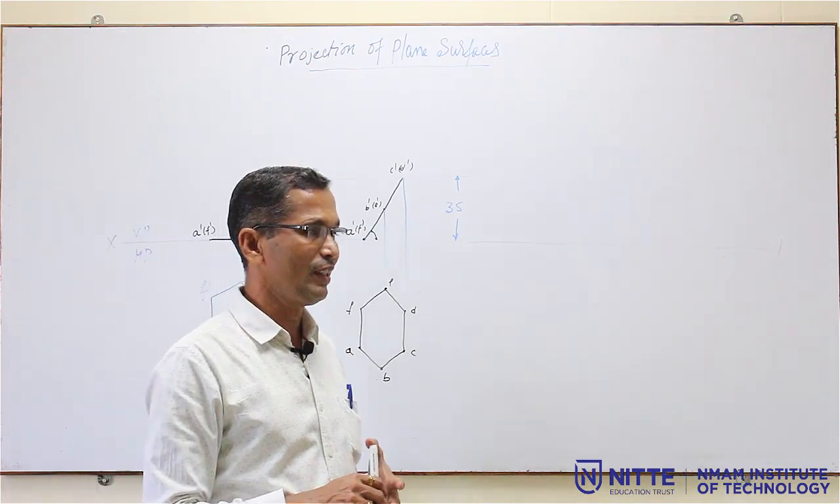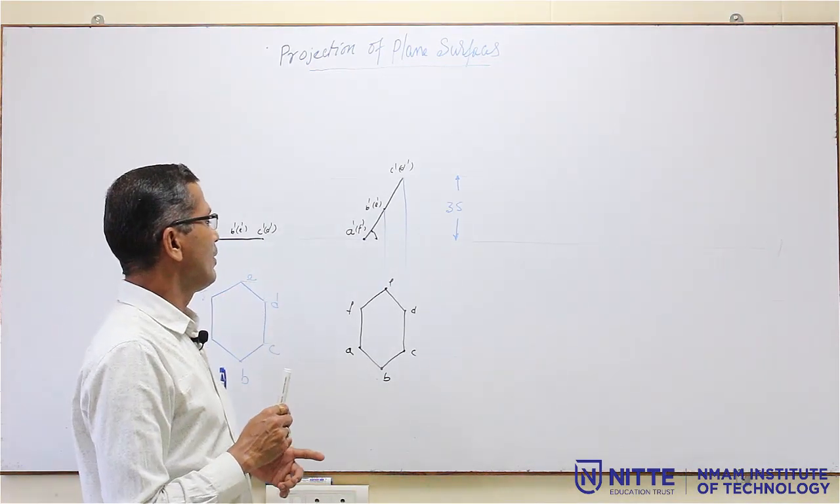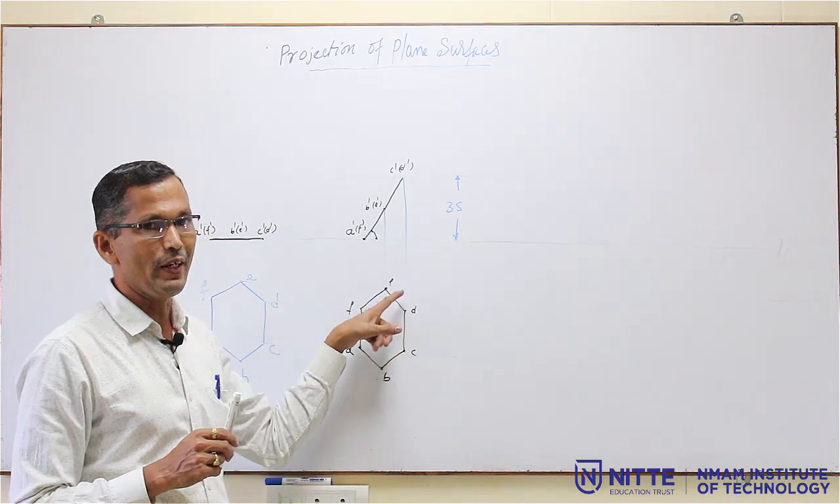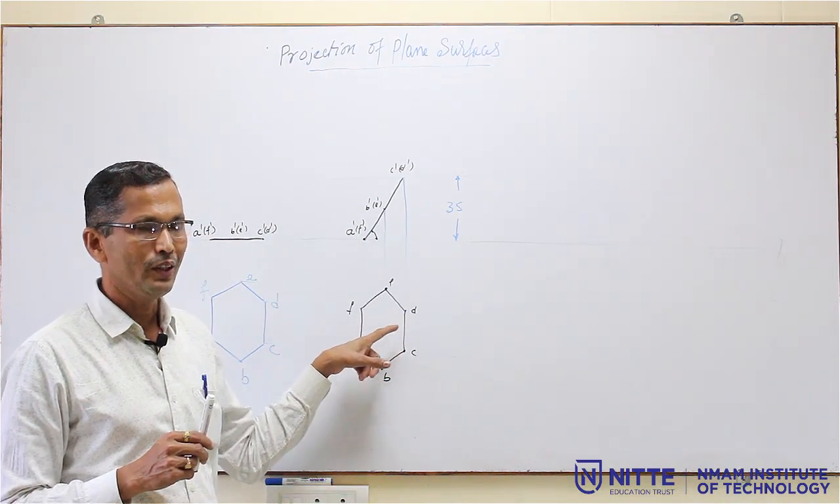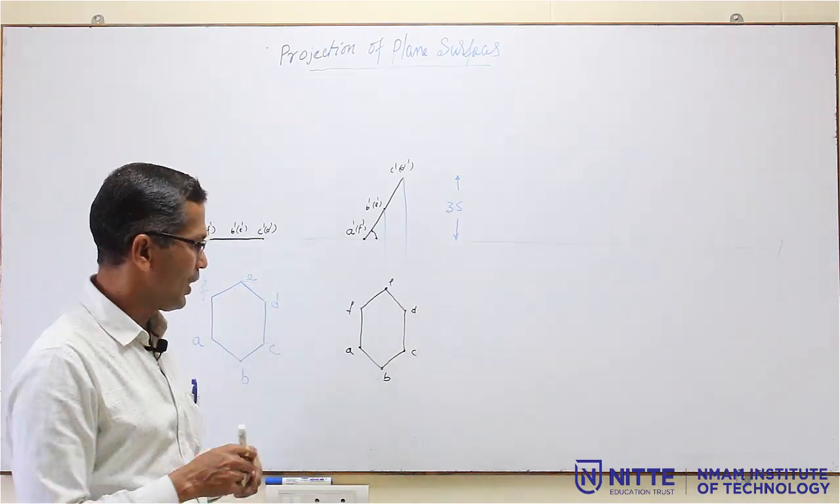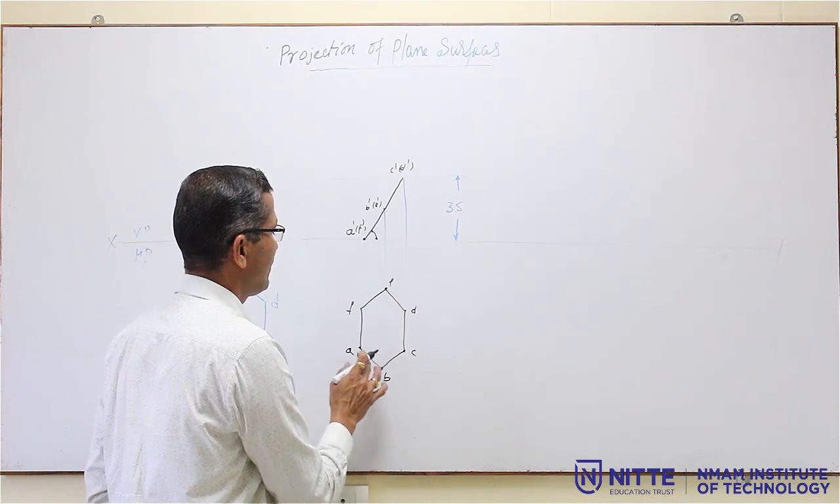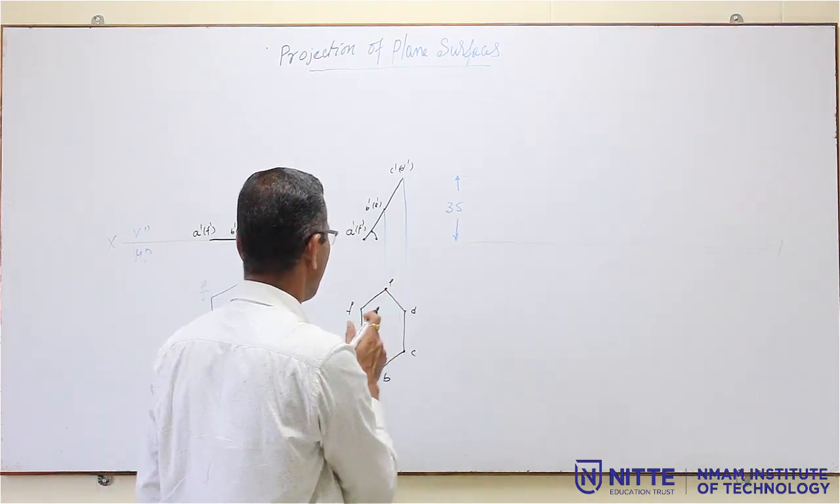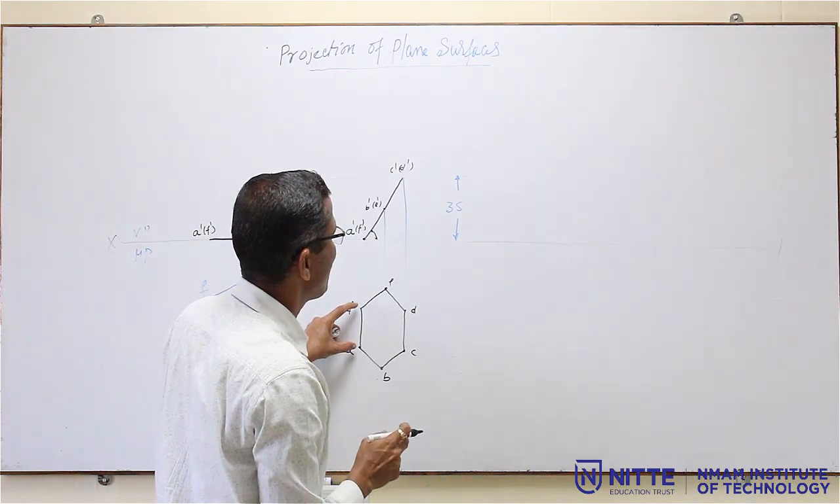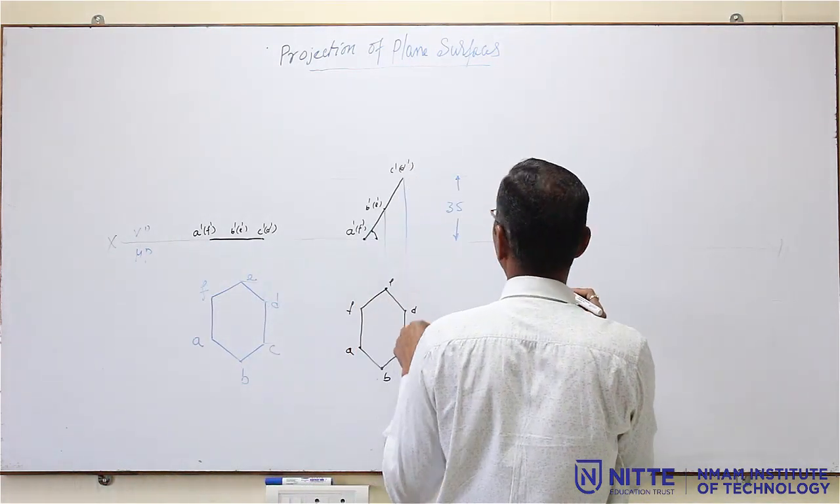In some of the questions, what they tell is: one of the sides touches HP while the opposite edge touches VP. So, the drawing looks similar, but there will be a little difference. Now, what you have to do? You have to copy this hexagon and redraw so that AF is on the XY line. You use the box method.